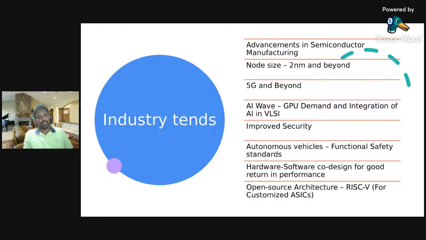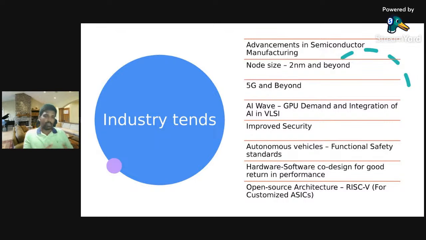So where exactly is the VLSI industry trending these days, right? So now 3 nanometer is what TSMC is working on. And there are a lot of advancements in the semiconductor industry, specifically in the manufacturing sector, right?